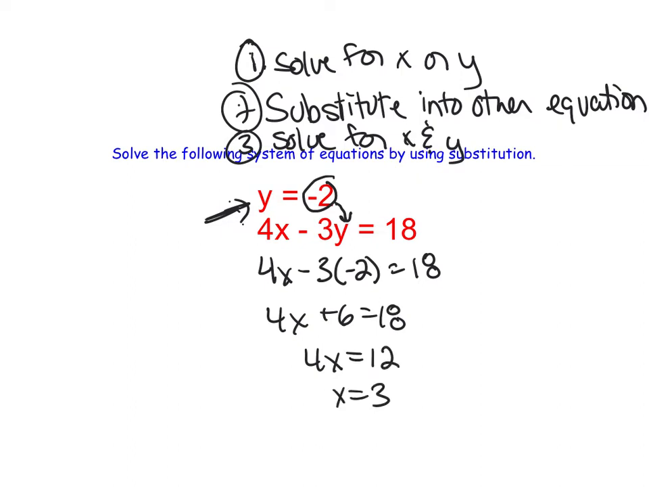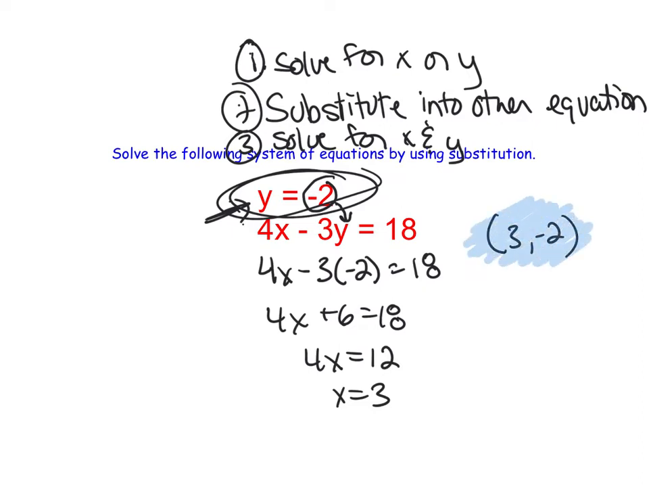Now, the most common mistake that I have is that kids will say, okay, x equals 3, and it's done. So I want to get you in the habit of writing our answers as ordered pairs. x equals 3. We already know that y equals -2. So my final answer is (3, -2). Okay, that was a fairly simple substitution. Let's try the next one.